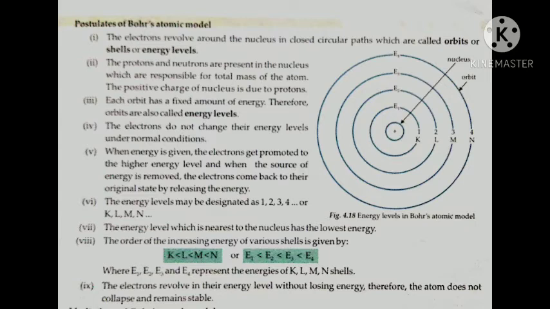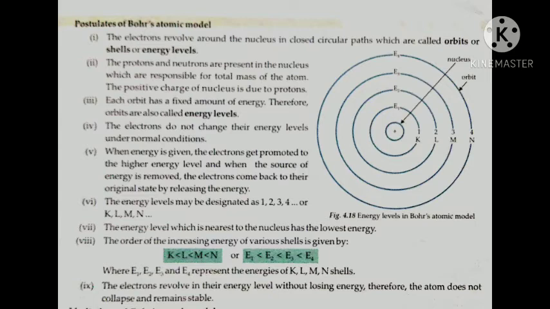Third one, each orbit has a fixed amount of energy, therefore orbits are also called energy levels. The electrons do not change their energy levels under normal conditions. When energy is given, the electrons get promoted to the higher energy level, and when the source of energy is removed, the electrons come back to their original state by releasing the energy.